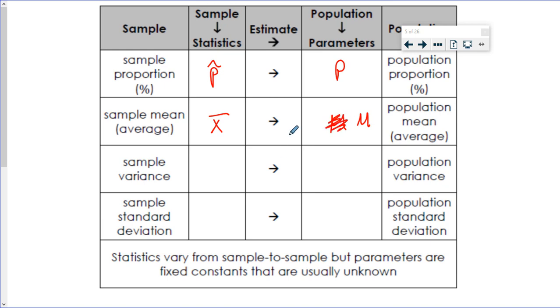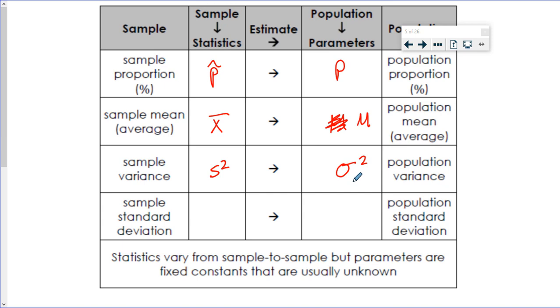Then we have sample variance. That is s squared. Sample variance means how varied the data is. Sometimes we're not going to get exactly the same value all the time, so that's called sample variance. We have population variance. This is another Greek letter, sigma.